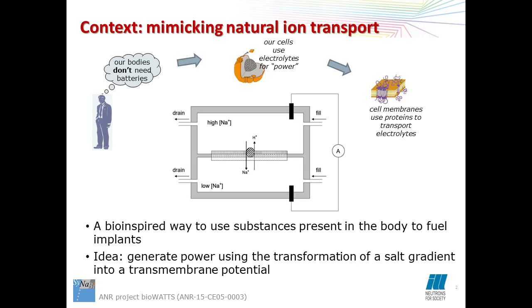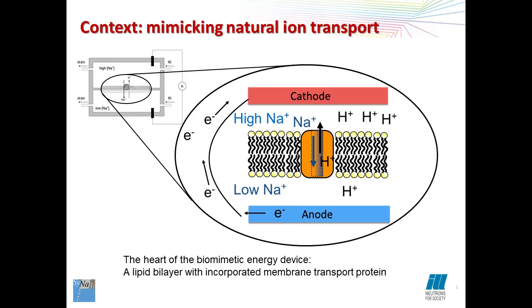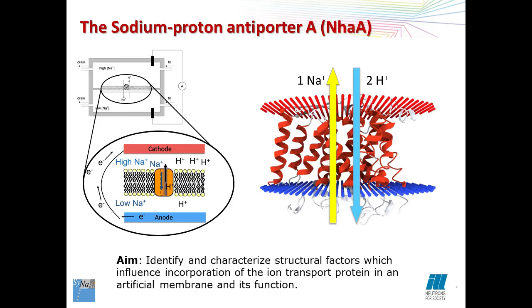We want to use this kind of ion exchange across the membrane to create a transmembrane potential, which again can be transformed into an electric potential by placing electrodes on either side of the membrane. At the heart of such a device would be a planar lipid bilayer separating two compartments. Incorporated into this membrane are antiporter proteins, which move sodium in one direction and protons in the other. The protein we decided to investigate is the sodium proton antiporter A, in short NHAA, which transports two protons for one sodium ion across the membrane.